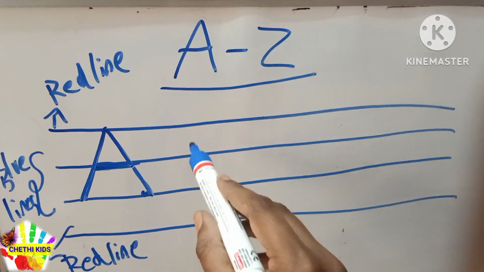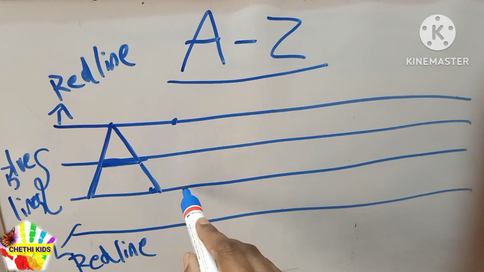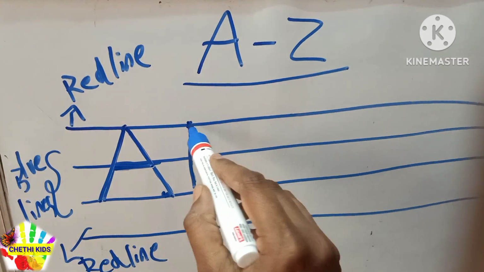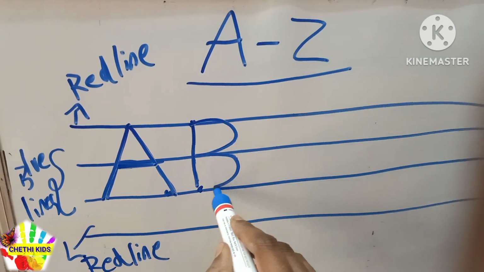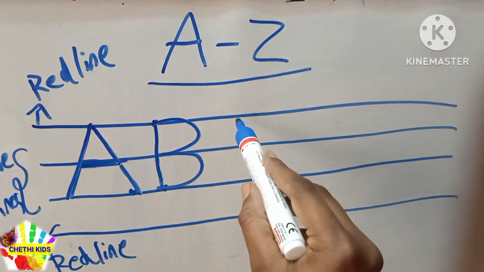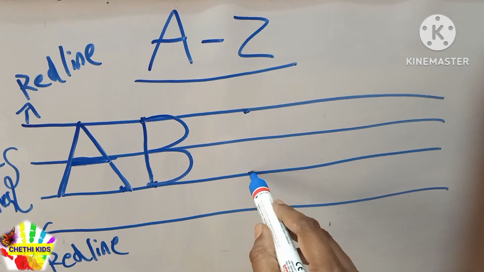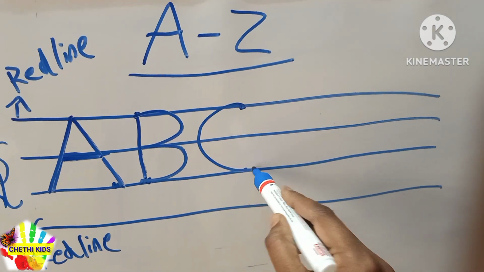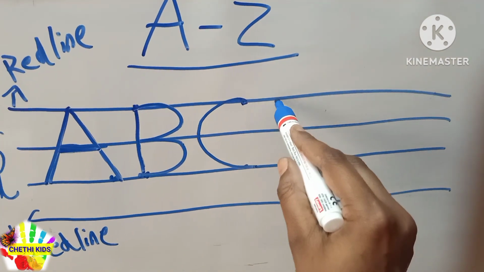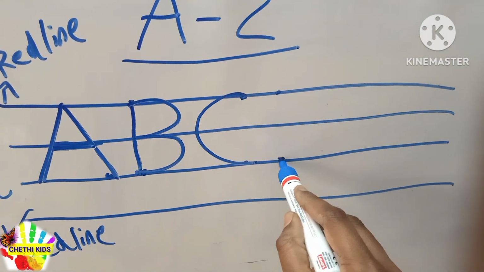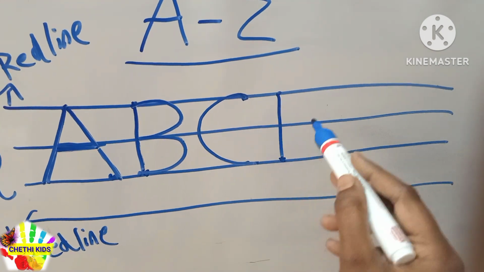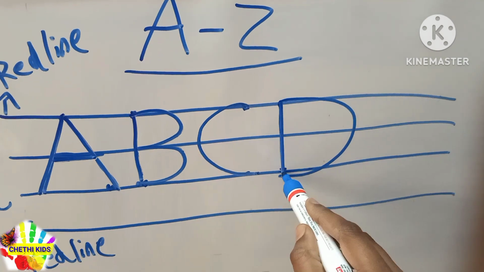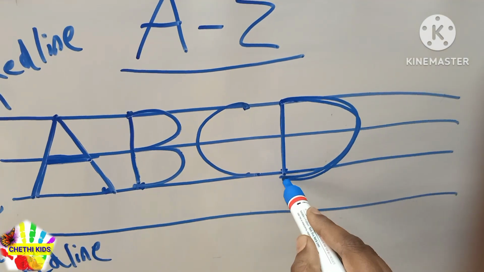Next we will see how to write capital B. 1 dot on the red line and 1 dot on the blue line, standing line and 2 curves. This is capital B. Next, 1 dot on the red line and 1 dot on the blue line, right curve. This is how we represent C. 1 dot on the red line and 1 dot on the blue line, standing line and left curve. This is how we represent D, capital D.